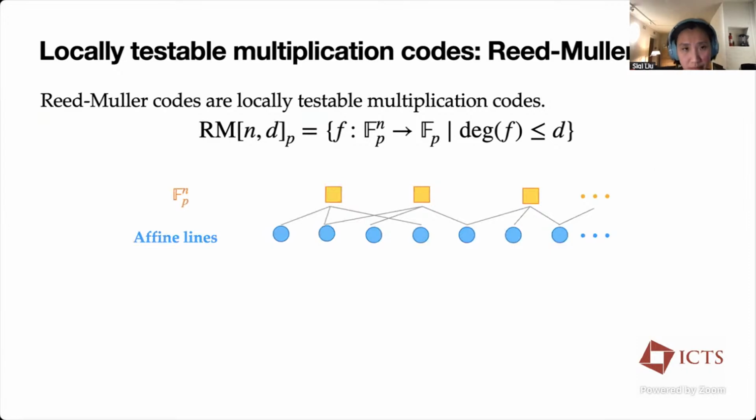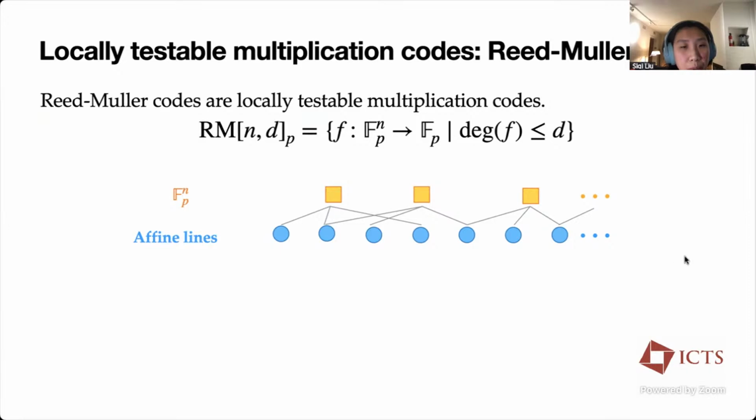First, Reed-Muller codes are locally testable because we can do the following local test. Inside this vector space where we evaluate this function, pick a random affine line, and then check that this evaluation restricted to this line actually is a degree at most d function.